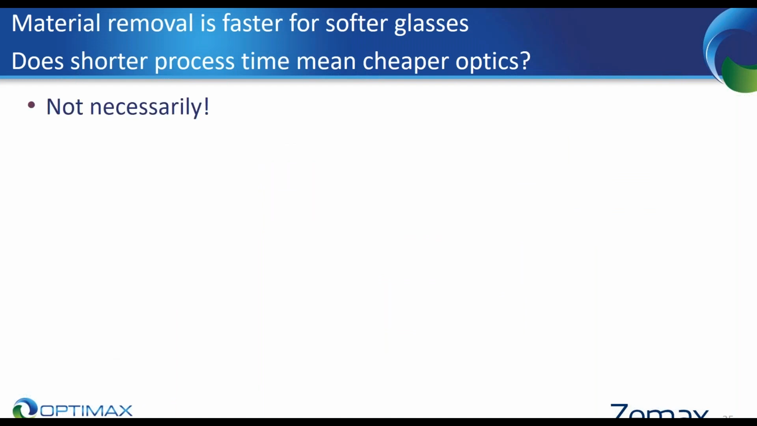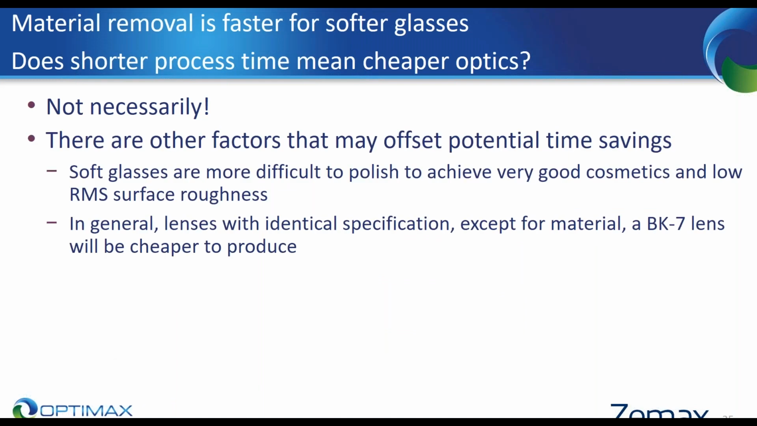Of course, I mentioned, well, okay, so should I just pick the softer one? Because material removal is faster for softer glasses. Does that mean shorter processing time? Does that mean I get cheaper optics? No, not necessarily. There are several other factors that offset potential time savings. So just choosing the softer glass because it's going to remove material faster may not necessarily be the best thing.